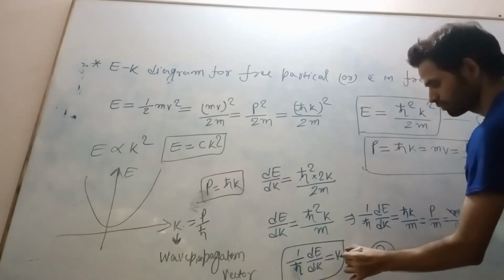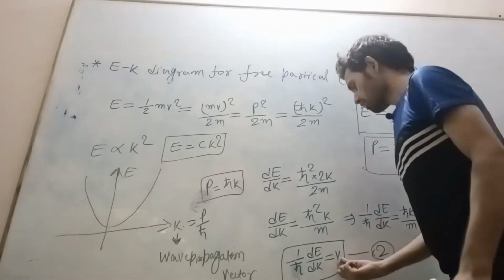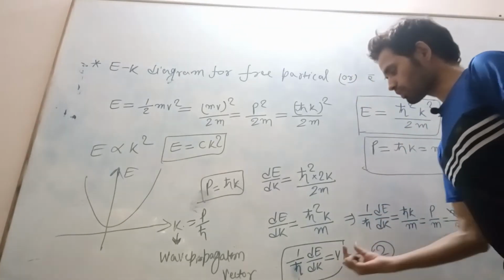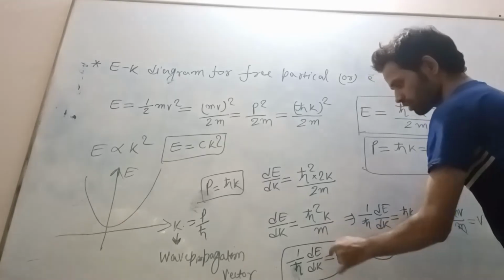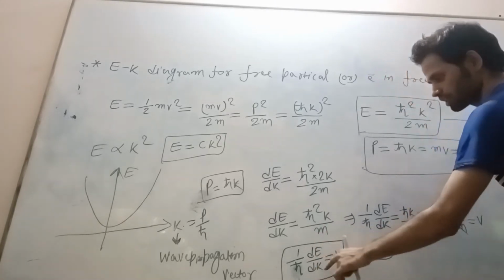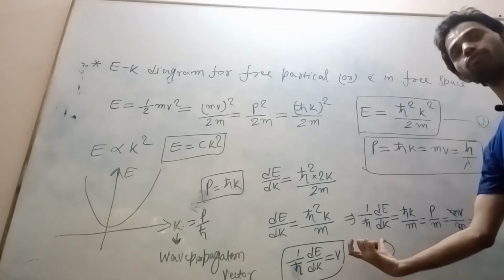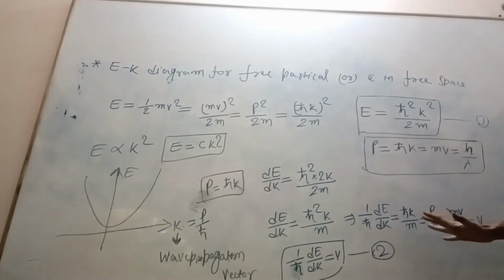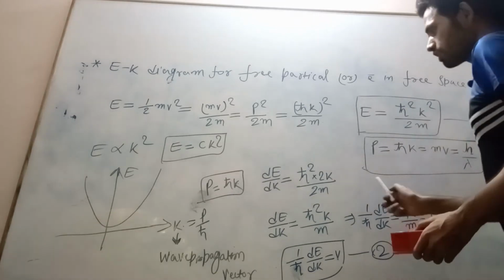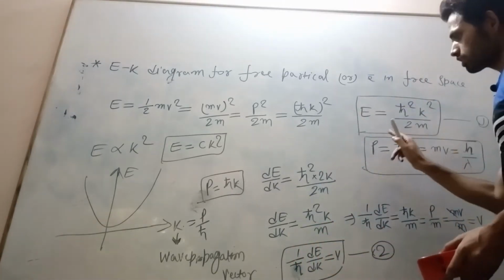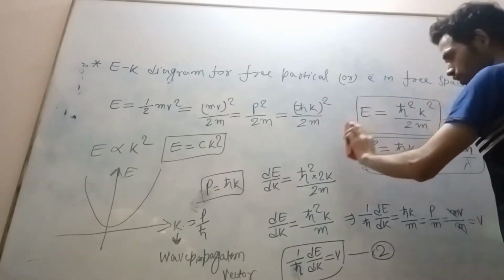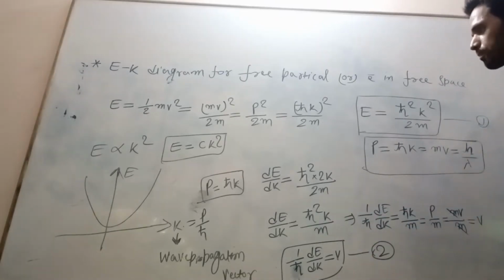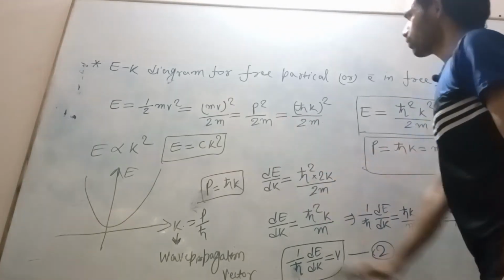So this v is the velocity of the particle. This is the rate of change of energy: 1 by h cut dE by dk is equal to v, the velocity of the particle. This is my first equation. Now for the second, differentiate again, and from there we will get the final answer for effective mass. So just note it down, and then we will go further.